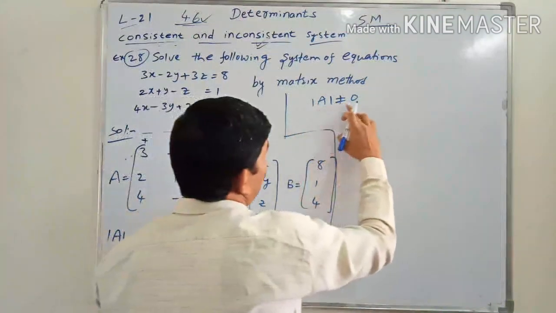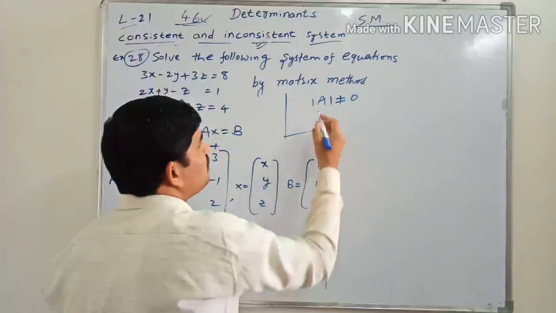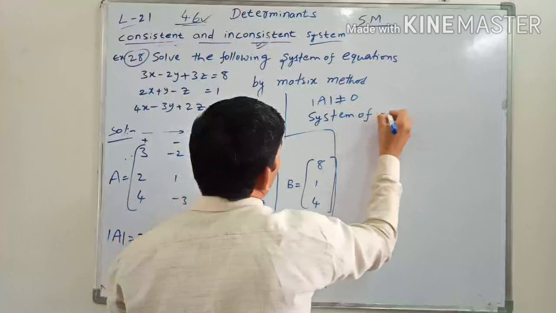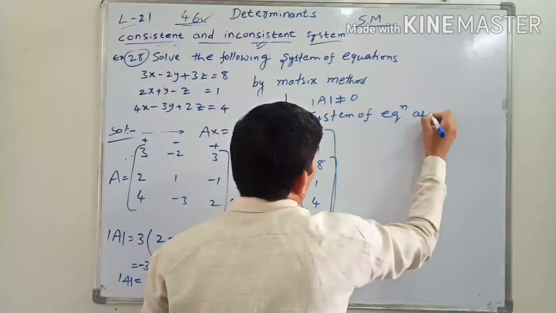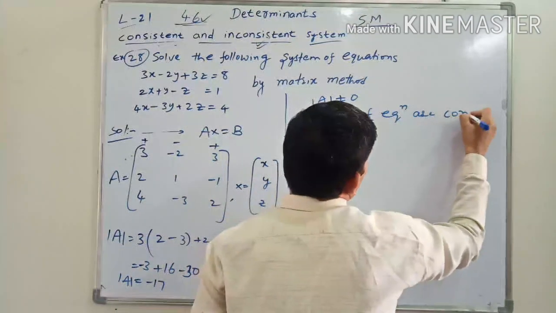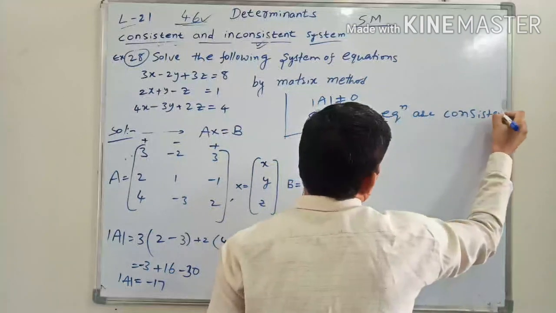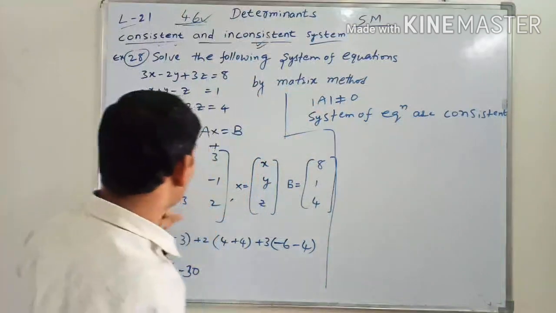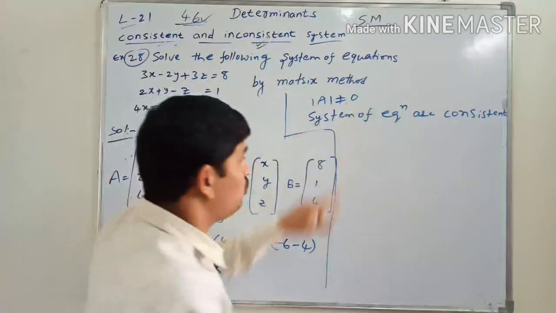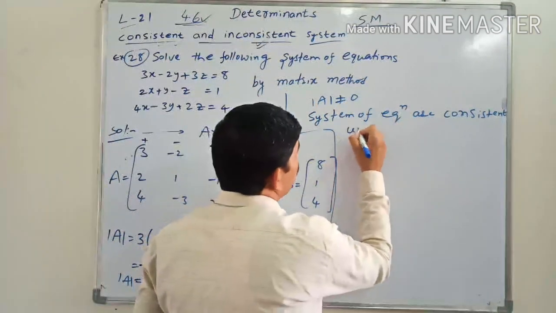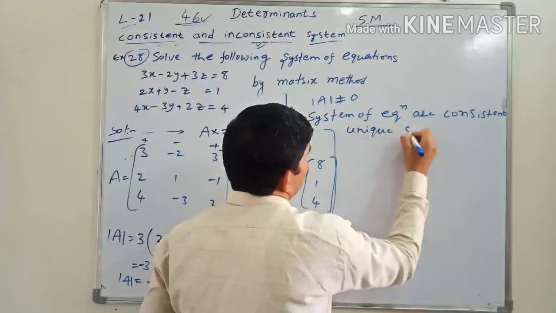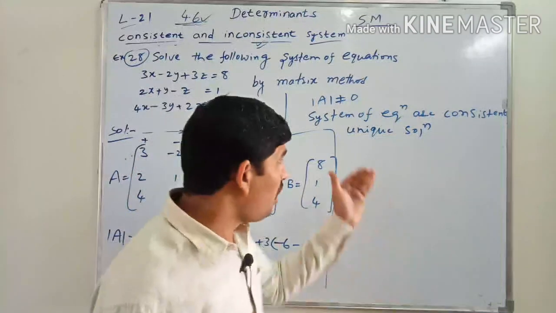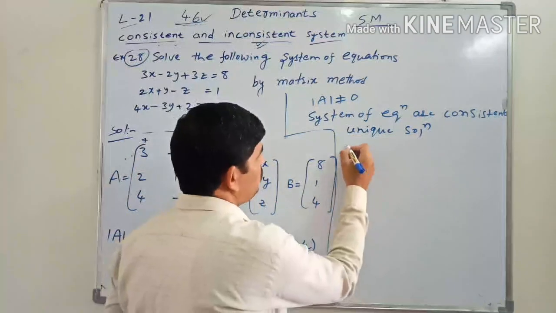So if the determinant of A is not equal to 0, then we will say the system of equations are consistent. When we say the system of equations are consistent, it means if the determinant of A is not equal to 0, and which kind of solutions are there? Unique solutions. Okay, so after writing this we have to write one more equation.